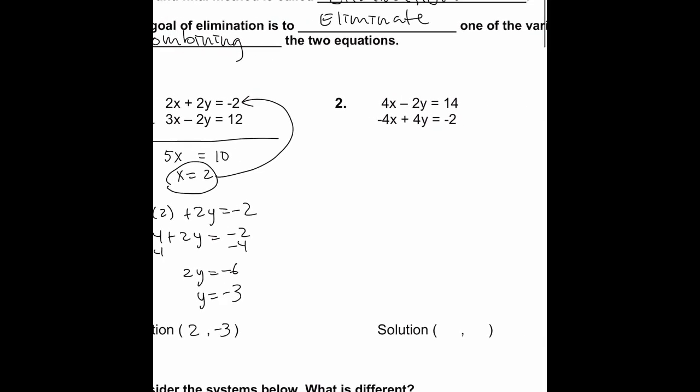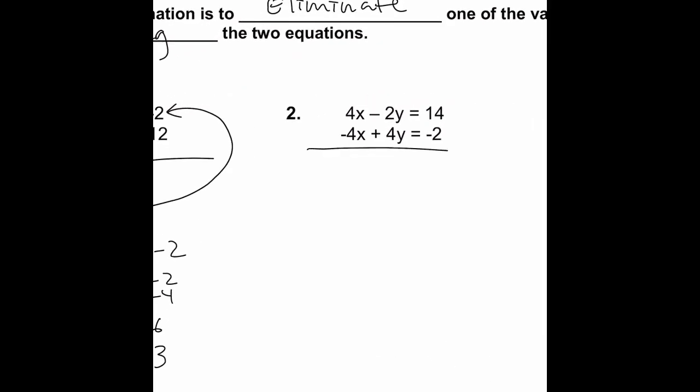Okay, so let's go over one more. Again, we are going to combine, and hopefully it eliminates. So 4x and negative 4x eliminates. And negative 2y and 4y makes positive 2y is equal to 12, which makes y equal to 6.